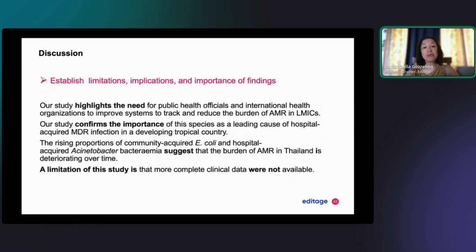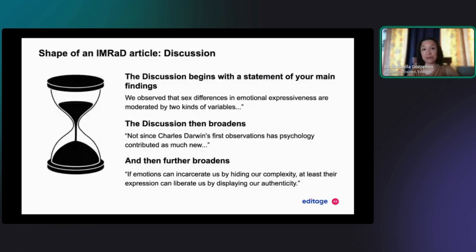And you establish the limitation, the implication, and the relevance of your findings. Our study highlights the need, or our study confirmed the importance, or what we observe in these results suggests that, or a limitation of the study is, etc. So it closes the context that you opened up at the beginning. And this is indeed what the discussion is.